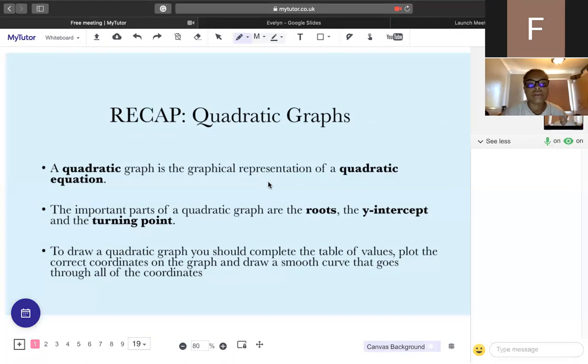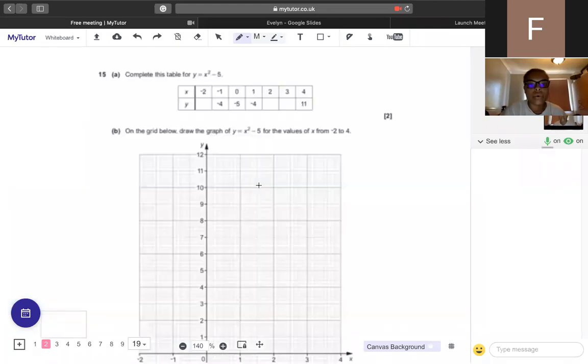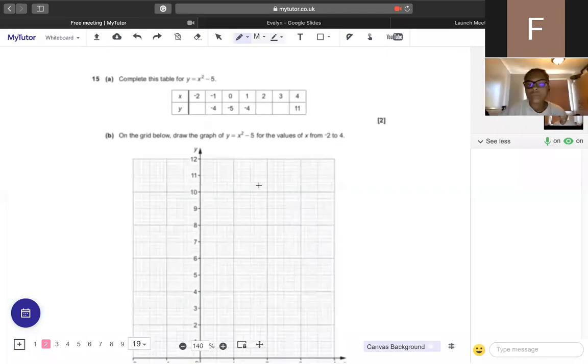A quadratic graph is a graphical representation of a quadratic equation. The important parts of a quadratic graph are the roots, the y-intercept, and the turning point. To draw a quadratic graph, you should complete the table of values, then plot the correct coordinates on the graph, and then draw a smooth curve that goes through all of the coordinates. So let's go through a quick question on quadratic graphs. We need to first complete the table of values for y equals x squared minus 5. They've already done 4 for us, so we just have to do the remaining 3.